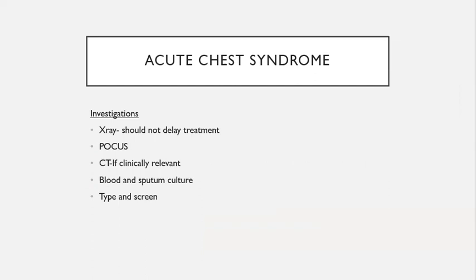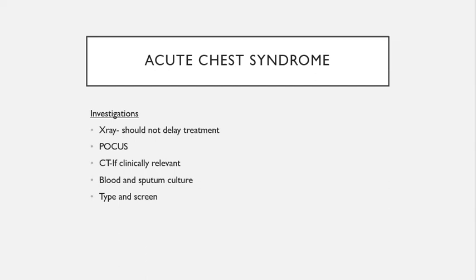point of care ultrasound to assess any changes in the lungs. So there was a small study that included about 20 patients that were admitted for vaso-occlusive episodes that were being monitored for symptoms of acute chest syndrome. It was found that ultrasound detected changes a day earlier compared to findings noted on chest x-ray. A CT can be done, as well as clinically relevant blood and sputum cultures, and a type and screen.